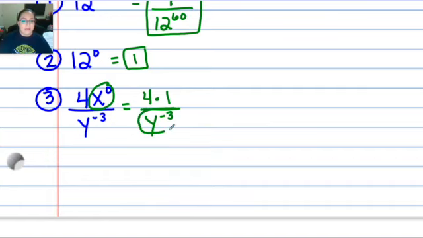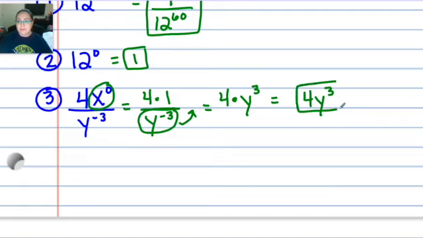Now, I already know I'm going to have to move this to the top, right? So then I have 4 times 1, which is 4. So I'm going to leave it as 4. And then we're going to say times y to the positive 3rd power. Remember, when it goes up here, the exponent becomes a positive. So when you multiply these two, you have 4y to the 3rd power. And this is your final answer, okay?